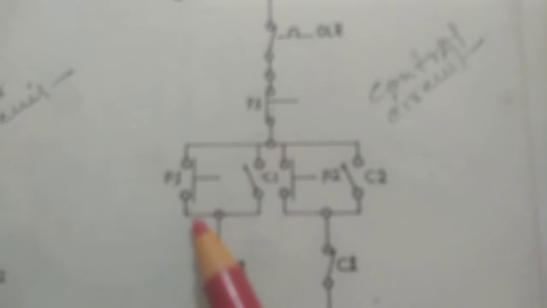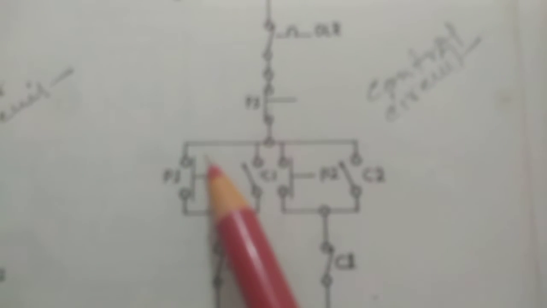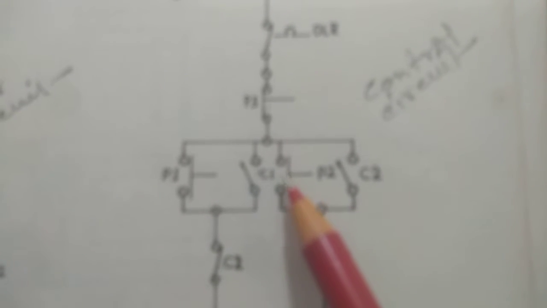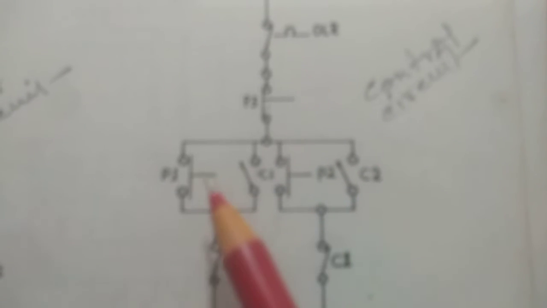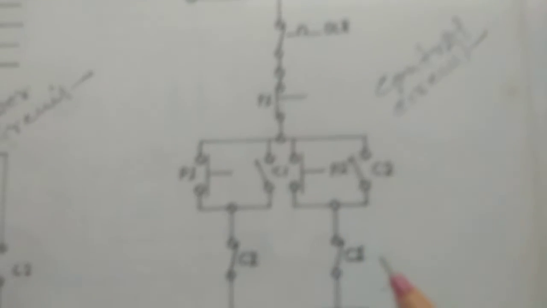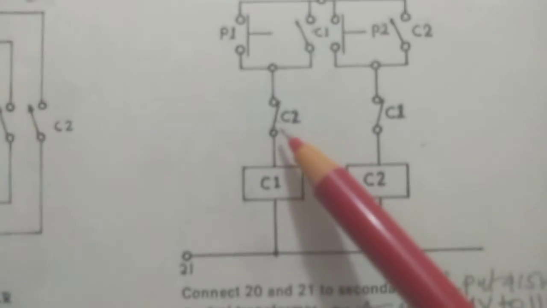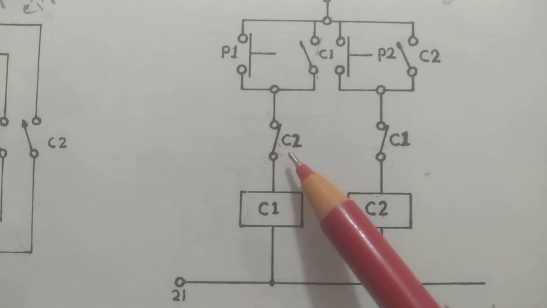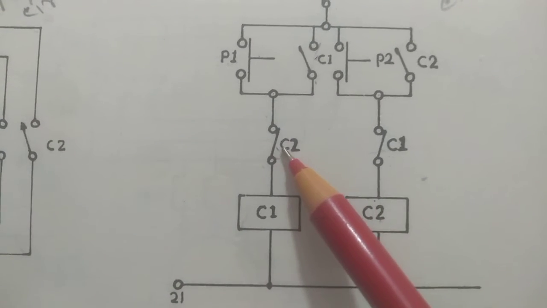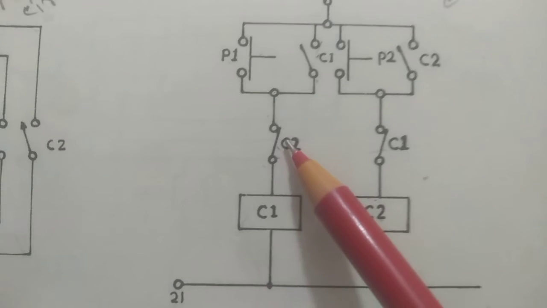Contactor 1 on push. Here this is open. This is a C2 forward. It is reverse and forward or forward reverse maybe. Here this is open. This is a C2 contact here. C2 contact here.